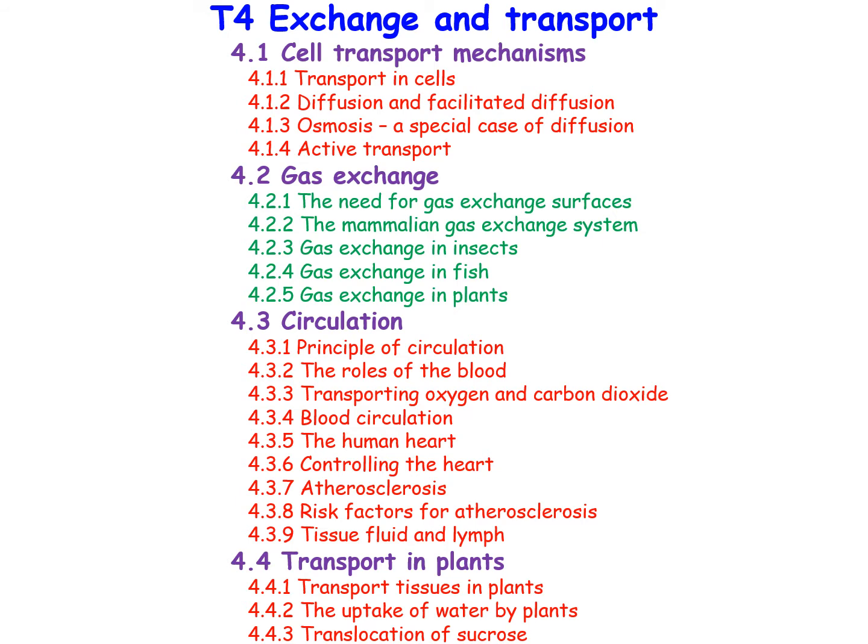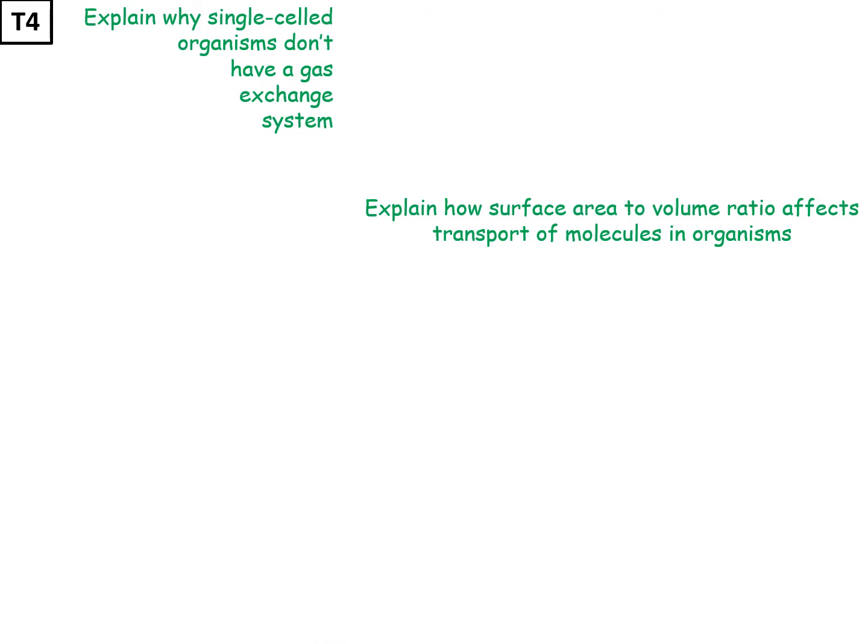(4.2) Gas exchange. Explain why single-cell organisms don't have a gas exchange system. Here is a single-cell organism. It's an amoeba, which is unicellular, which means it's only made up of one cell. And they don't have a gas exchange system because they use diffusion to diffuse oxygen into the cell for respiration and carbon dioxide out of the cell as a waste product.